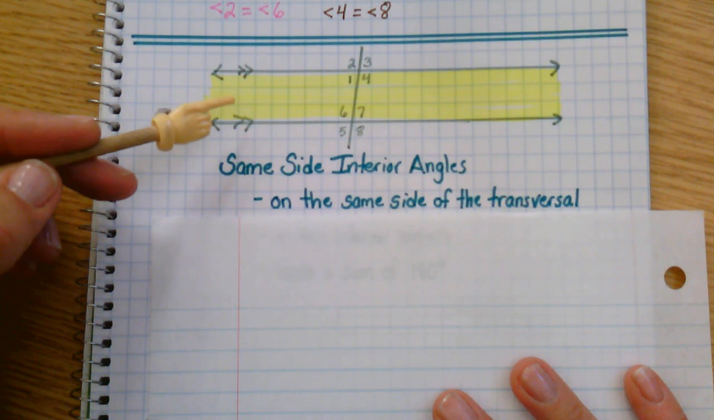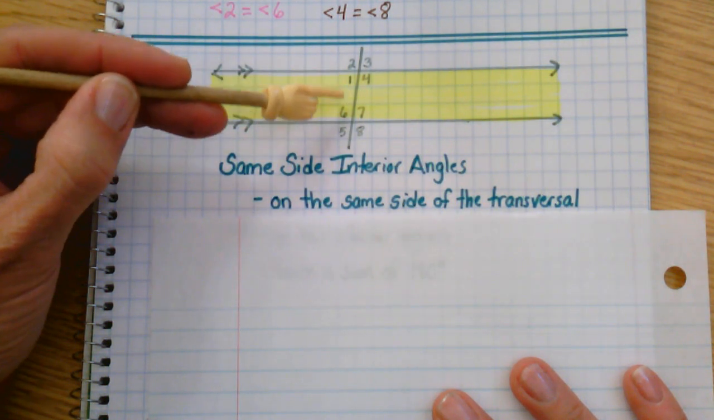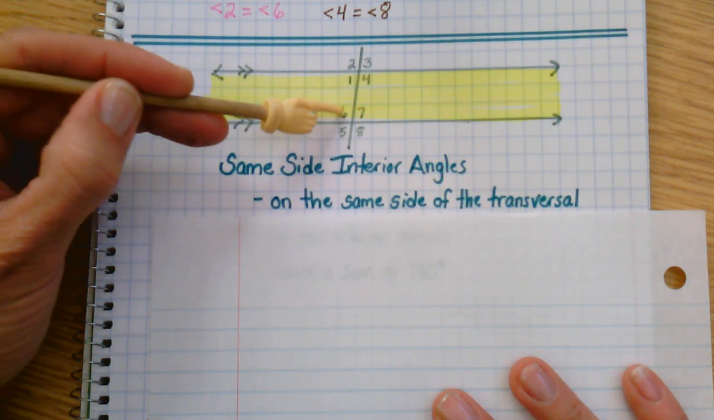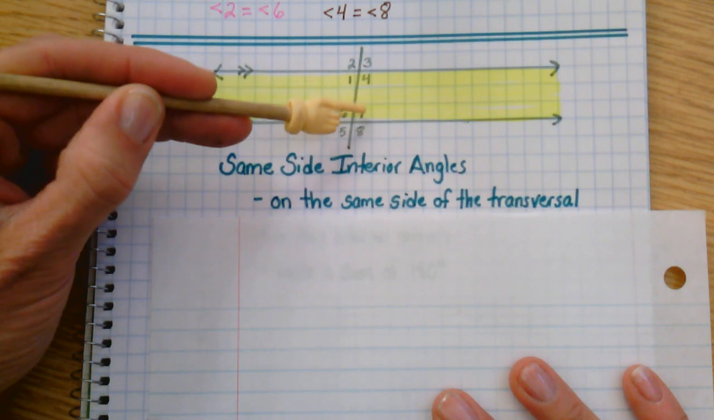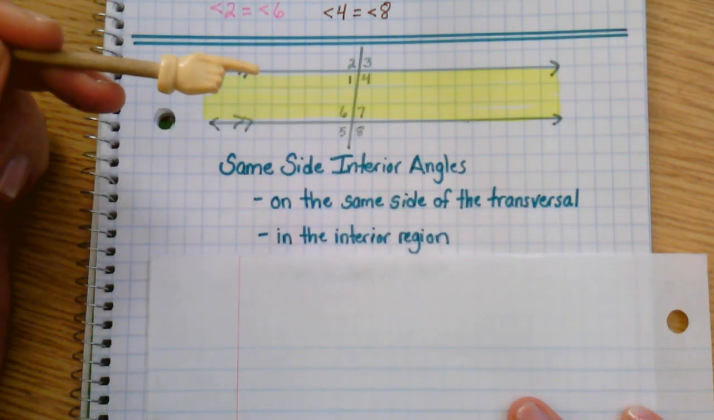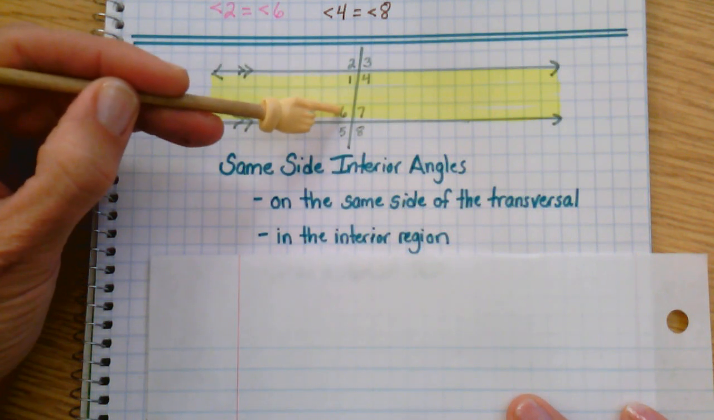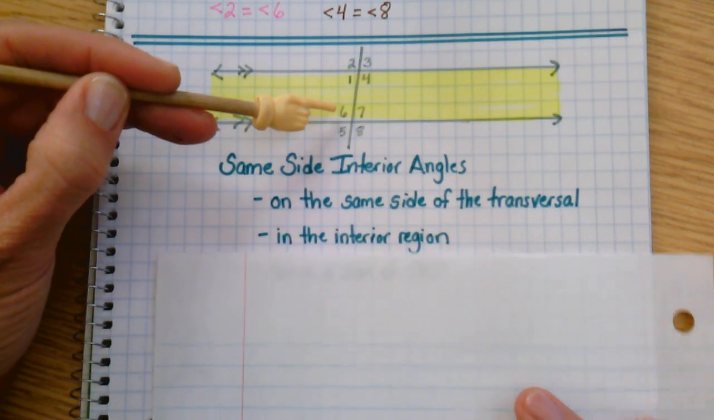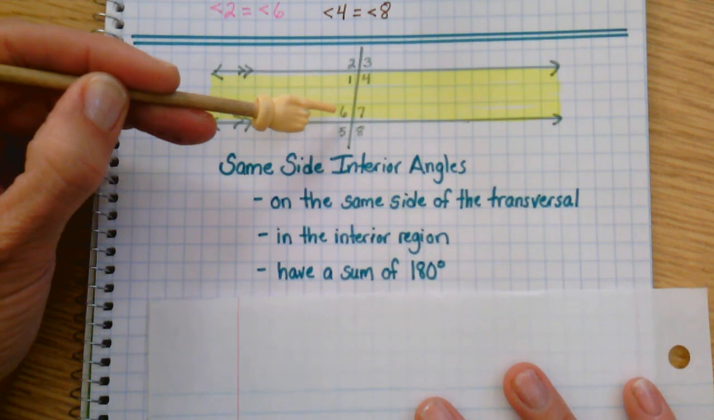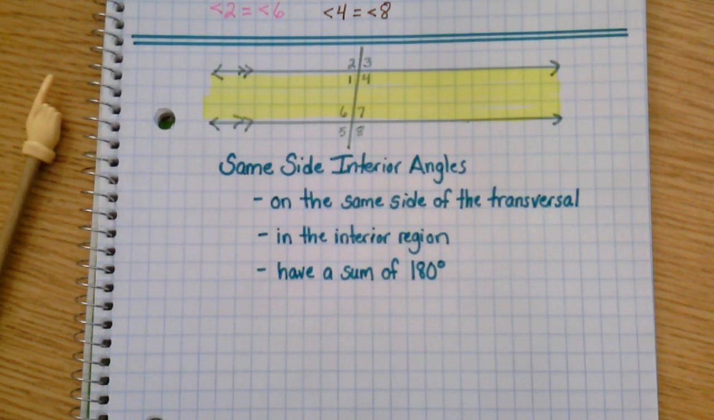We are looking for angles that are on the same side of the transversal, like 1 and 6 are on the same side, they're to the left of the transversal, or 4 and 7 are both to the right of the transversal. They are in the interior region. They're in this highlighted section between the two parallel lines. And the relationship of those same side interior angles is that they have a sum of 180 degrees.